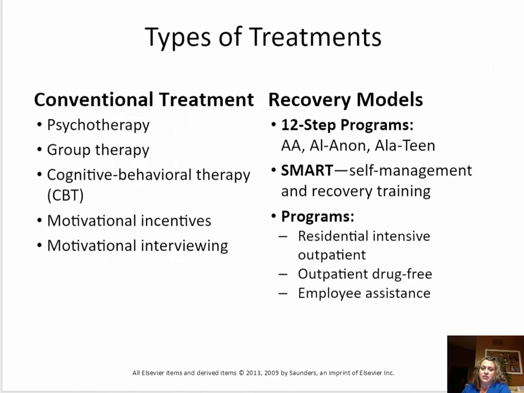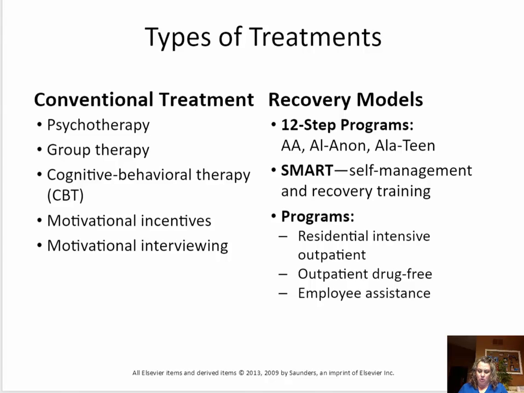Types of treatment for addiction. Conventional treatment includes psychotherapy or talk therapy, group therapy, cognitive behavioral therapy, motivational incentives, and motivational interviews.